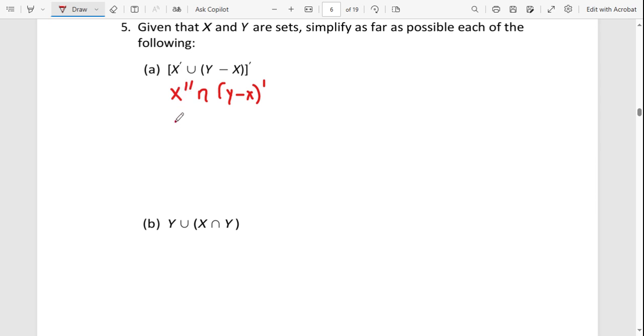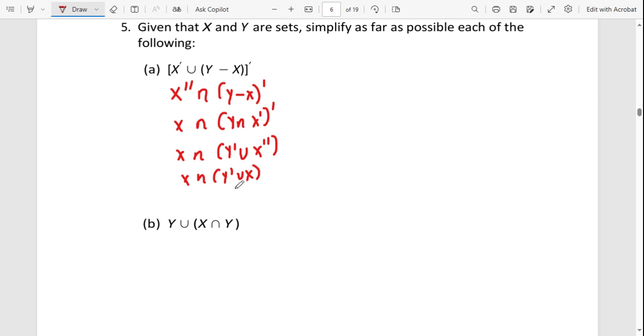The two complements cancel. We are going to have x intersection. Y minus x is y intersect x complement. Then we have got a complement. So this is going to give us x intersect y complement. Now let's distribute this complement again to the inside. Y complement becomes union x complement with another complement. So that is x intersect y complement union x.